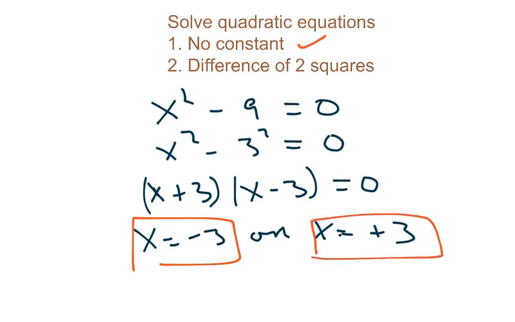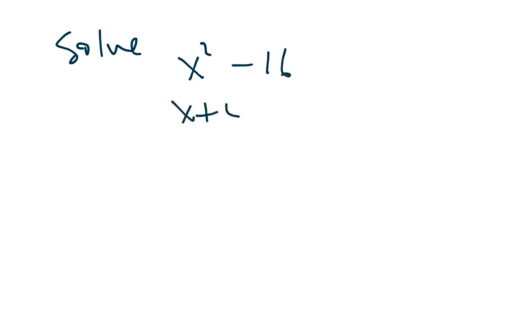If you plug in 3 or minus 3 into this equation here, you're going to get 0. You get the right answer. Let's have a look at another couple of those. So solve x squared minus 16. Well, that's going to be x plus 4 by x minus 4. And I keep forgetting to write down equals 0. So x equals plus 4, x equals minus 4.